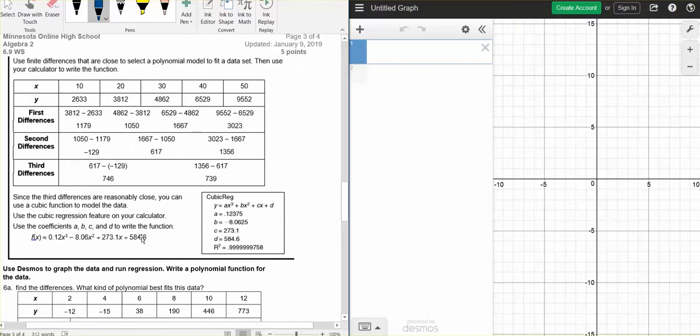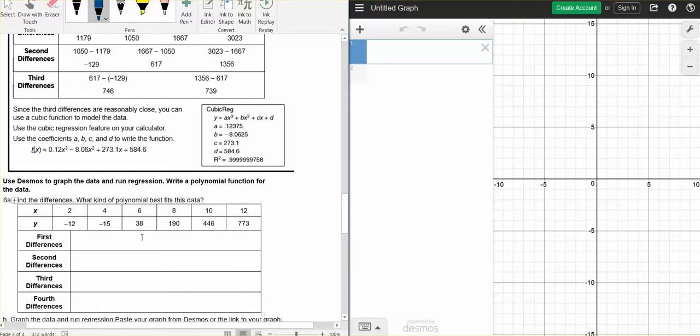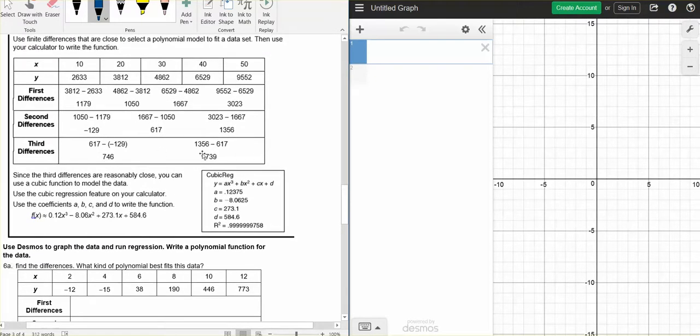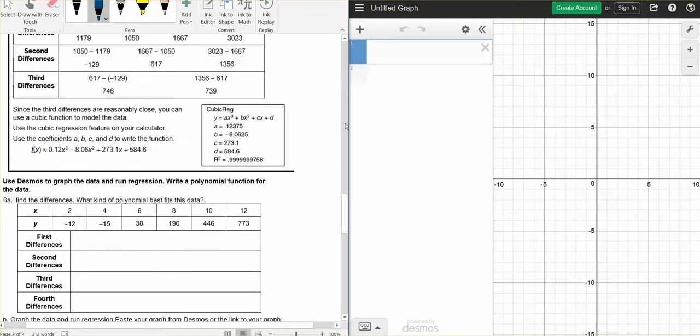Now, they might not be exactly the same for real-world data, but if you can get differences that are close, like up here they found that in the third differences, that's pretty close, 746 to 739, after looking at the first differences and the second differences being very far apart. So they decided to run a cubic regression and see if that fit the data. And with r squared being really close to 1, that means that that does fit the data very well.